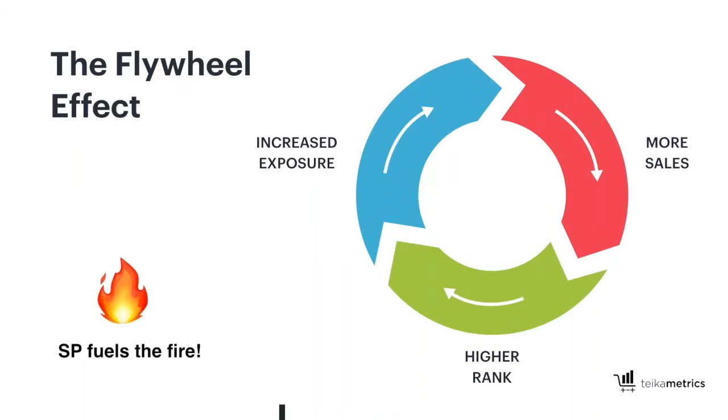So what we have here is the flywheel effect. And a great way to think about this is, as you go through this effect, you're increasing exposure, you're getting more sales, which is leading to a higher rank. And the faster this wheel starts turning, the better and better the growth of your business is going to be. And so what we have down in the corner is, sponsored products is going to fuel this fire. So if you think about the effect that running sponsored products ads has on this flywheel effect, it's going to help this effect move faster and faster so that you're going to see your business grow at the rate that you want it to grow at.